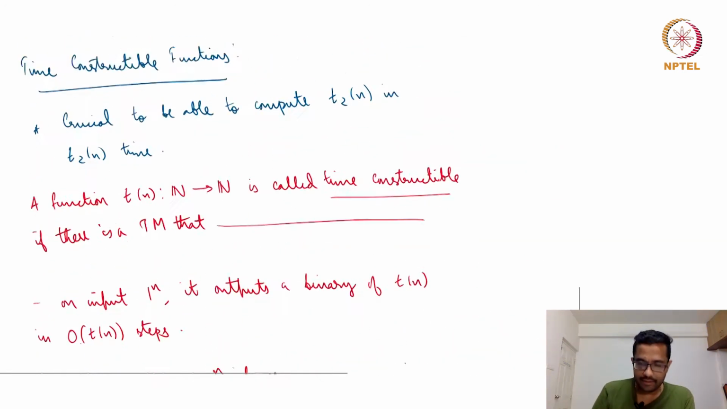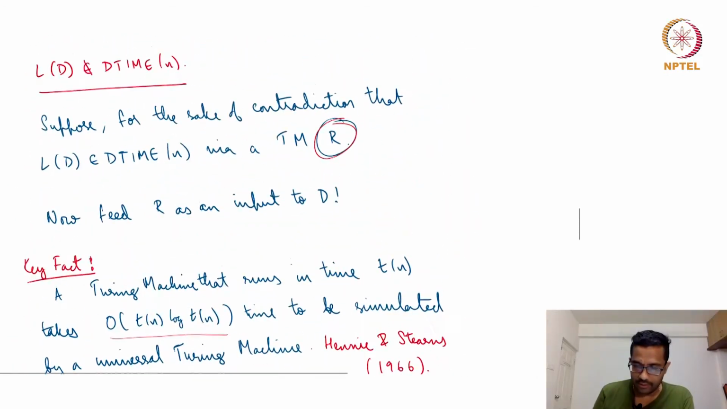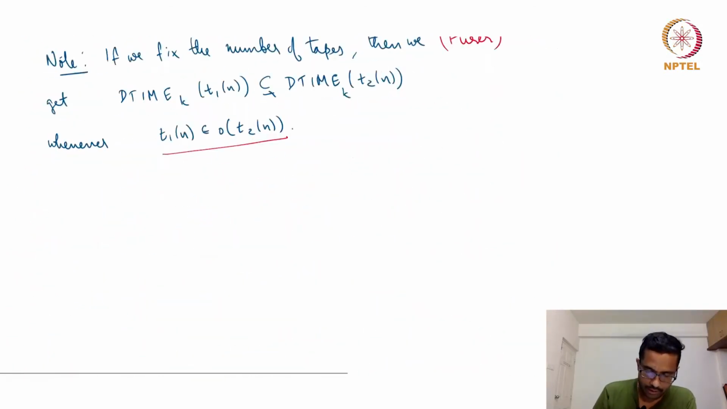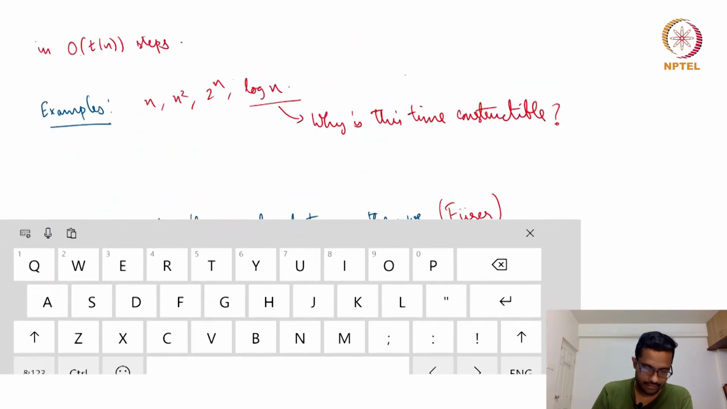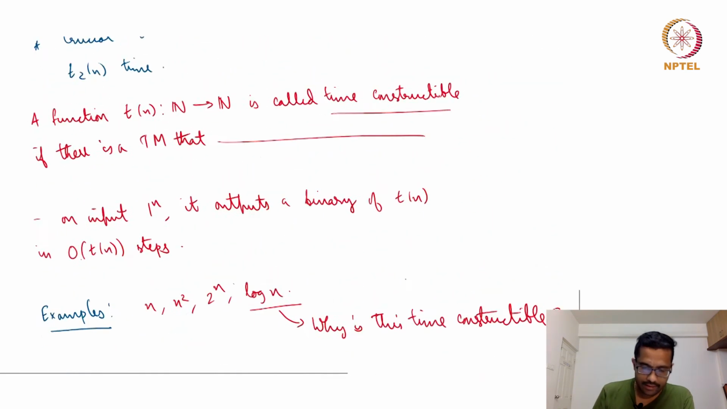Even in the case like the one that I wrote here, which I've erased, when t1 is n squared and t2 is n squared times square root of log n, even then this containment will work. But this is only when the number of tapes is fixed for both the left hand side as well as the right hand side, and not in general. So that is the time hierarchy theorem.